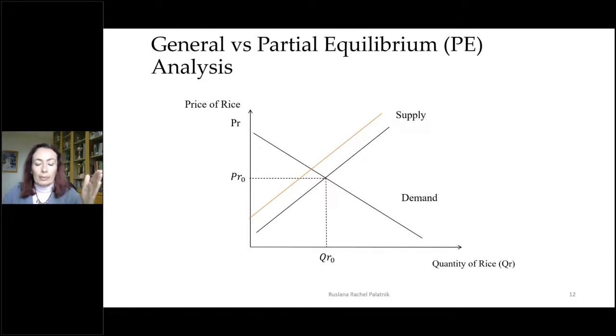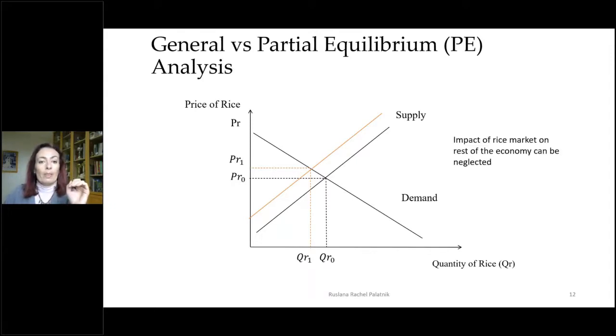Now the demand meets supply at a higher price of rice, and a lower quantity of rice is sold. This is very basic economics. In this analysis, we ignore possible impacts of the new equilibrium price and quantity of rice on other markets, and this is why this type of analysis is called partial equilibrium. It's a very important type of analysis, but it is focused on a single market. This is why it is partial equilibrium.